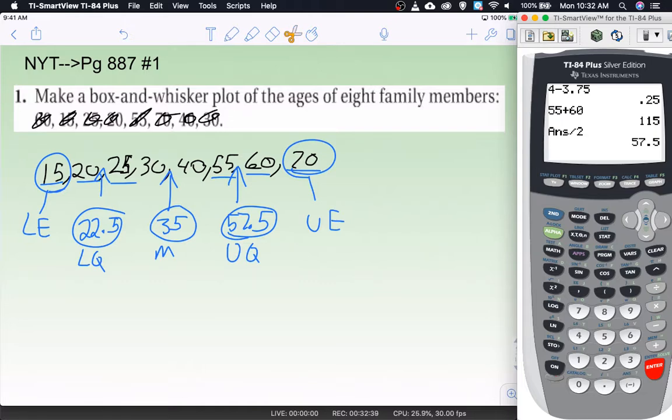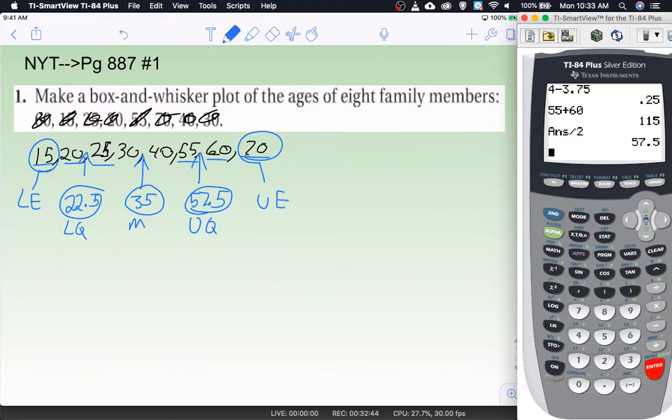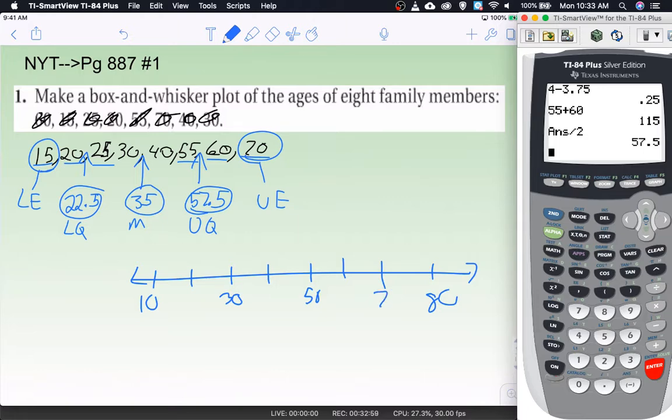Those are my values. Now, we're going to take those values and make a Box-and-Whisker plot from it. Number line, 10, 20, 30, 40, 50, 60, 70, 80. So we got 15, 22 and a half, 35. I'm looking at these values here.